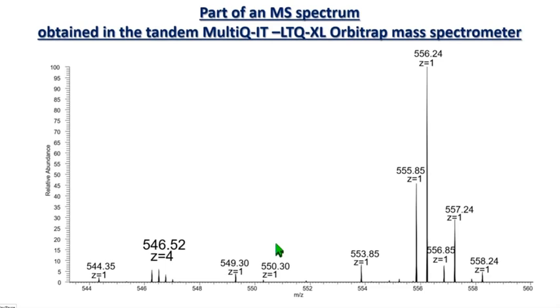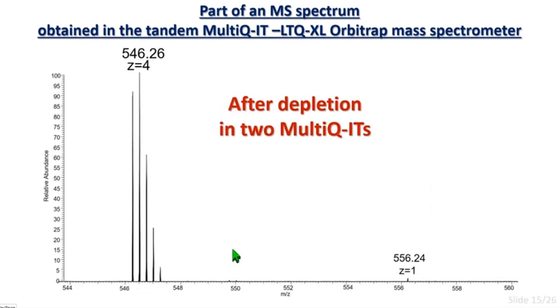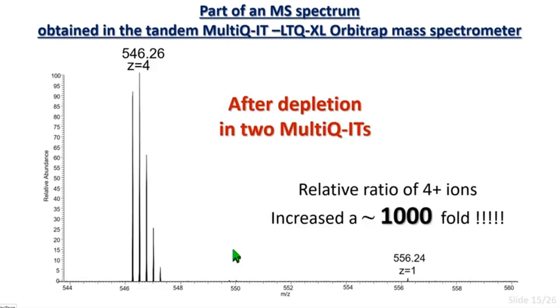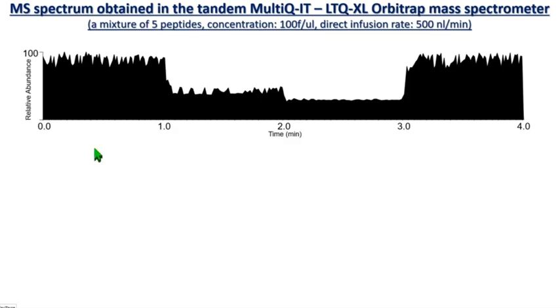Here's just a part of the spectrum that contains at least 2 peptides, lysine and cephalin, and frequently another peptide that manifests itself in the charge state 4. We're frequently interested in this small guy. So we can convert this spectrum into that spectrum. And the relative ratio of 4+ ions increased 1,000-fold. And that's just done with the push of 2 buttons.